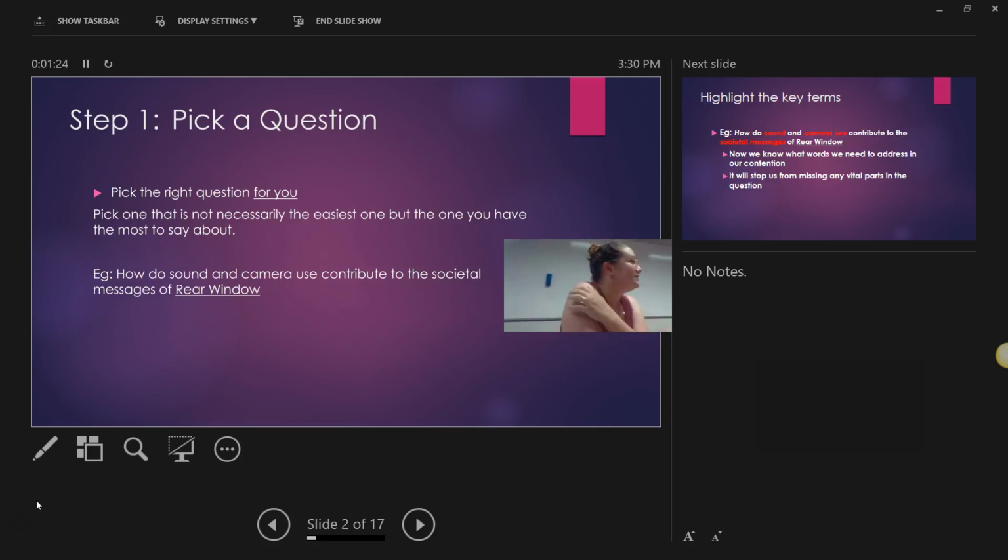First off, picking questions. So on the SAC, you will get 2 questions. It's the same as the exam. So on the exam, they give you 2 questions to choose from per text. So you pick the one that suits you.